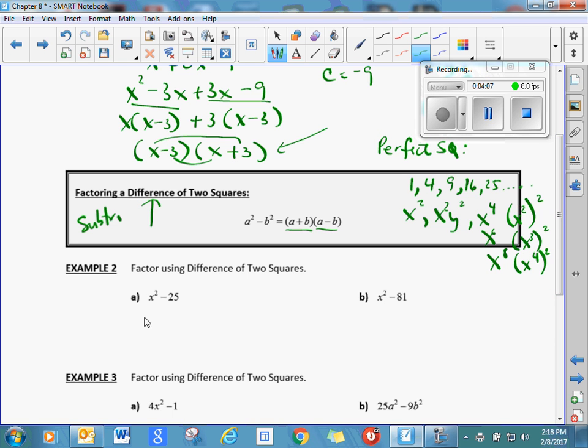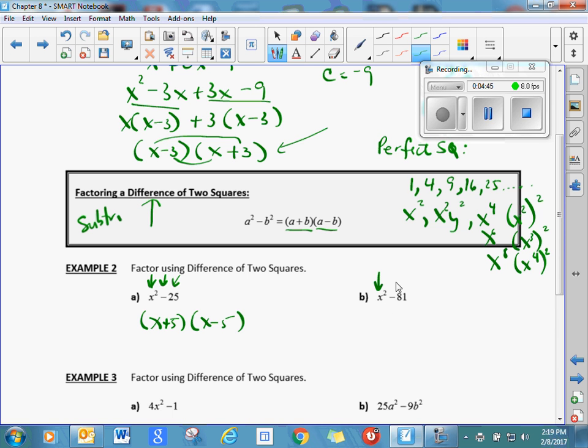So let's notice that x squared is, of course, a perfect square. And it is a difference. I've got a subtraction sign, and 25 is a perfect square. So once I've decided that all three of these conditions are true, I have a difference, a perfect square here, and a perfect square here, I can just write down x plus 5, x minus 5. You take the square root of both of these. The square root of x squared is x. The square root of 25 is 5.